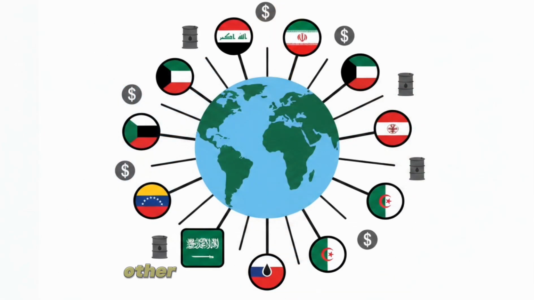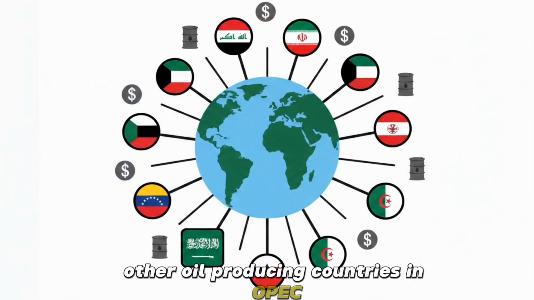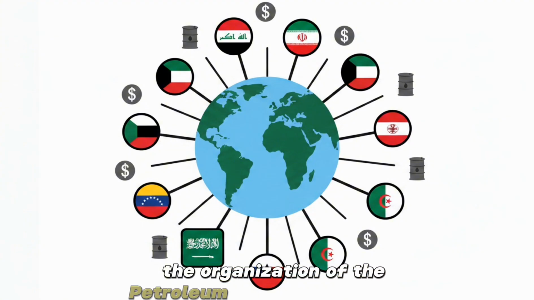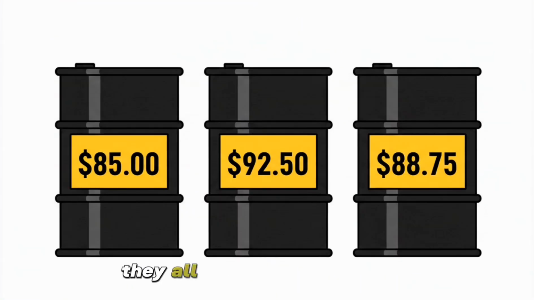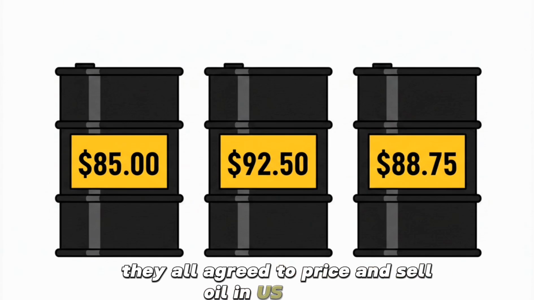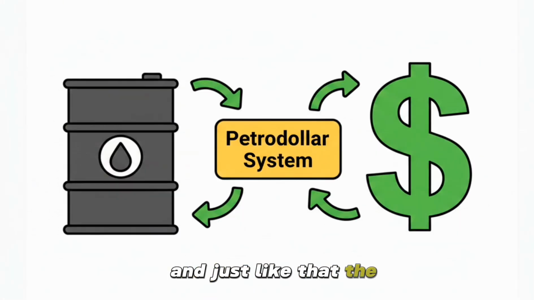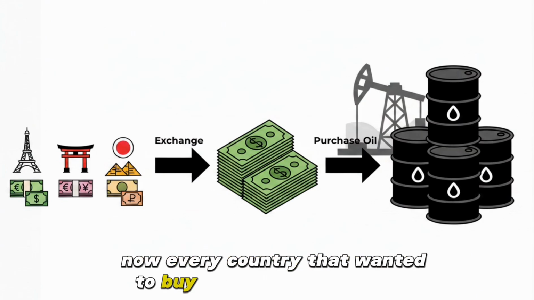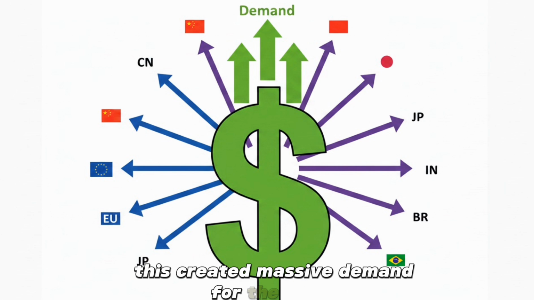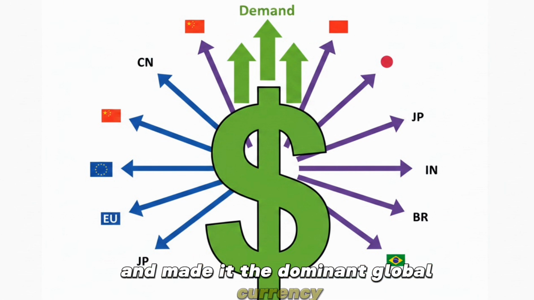Soon after, other oil-producing countries in OPEC, the Organization of the Petroleum Exporting Countries, followed Saudi Arabia's lead. They all agreed to price and sell oil in US dollars. And just like that, the petrodollar system was born. Now, every country that wanted to buy oil had to first get US dollars. This created massive demand for the dollar and made it the dominant global currency once again.